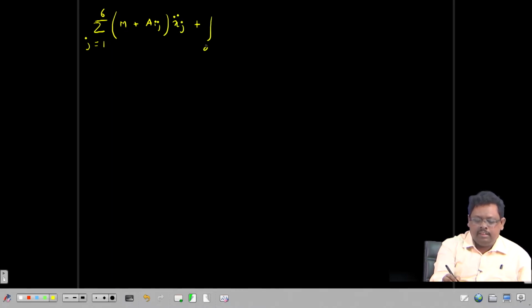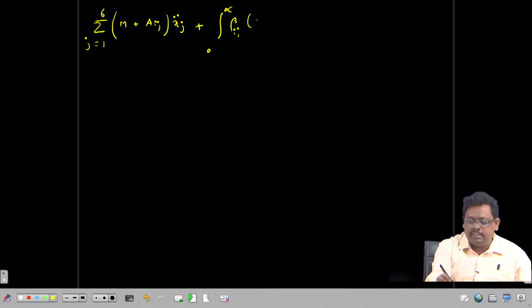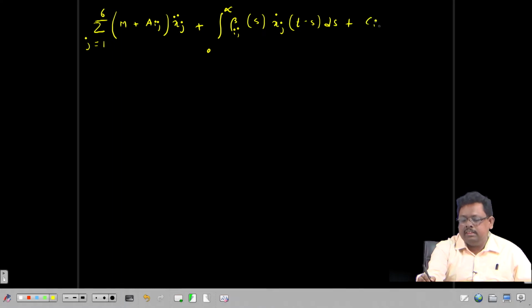So, finally we can write this equation of motion as the sum over j equal to 1 to 6 of (m plus a) I j x double dot j, plus the integration from 0 to infinity of beta I j, sorry, it is plus the integration of 0 to infinity of beta I j (s) into x dot j (t minus s) d s, plus c I j into x j is equal to f of I.